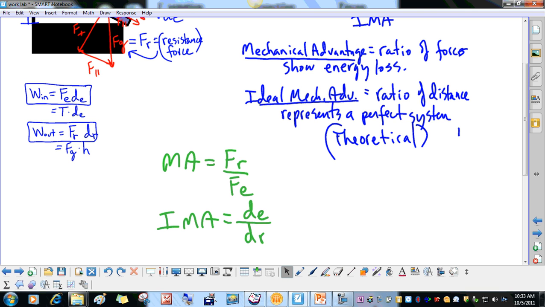No, this is not work. This is force. There's no work here. Now, the ratio of these to each other is work. Okay? But right now we're just looking at a ratio of forces. Okay. Go ahead, Josh. The distance is determined by the machine you build. The way you build the machine is fixed.